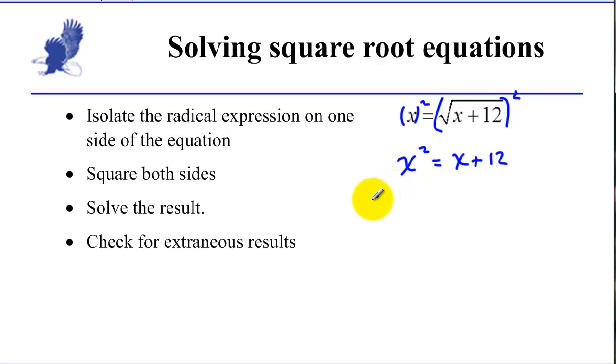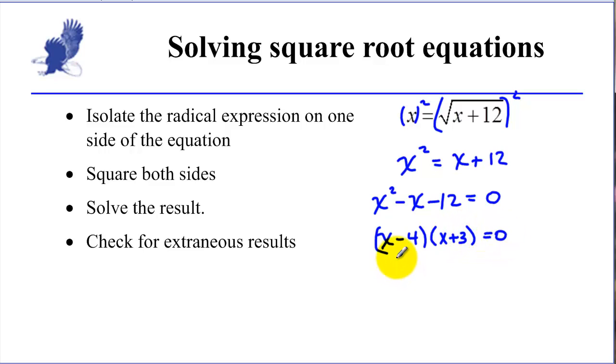This one looks like it will be easily factorable, so let's get it equal to 0. And now I need a pair of numbers that multiply to be negative 12 and add to be negative 1, so that's negative 4 and plus 3. And that gives me solutions of 4 and negative 3. Remember, when things are factored equal to 0, we just set each factor equal to 0 and solve.